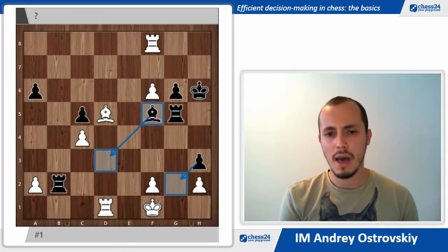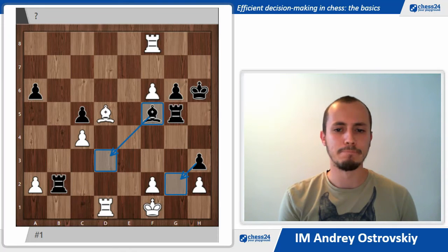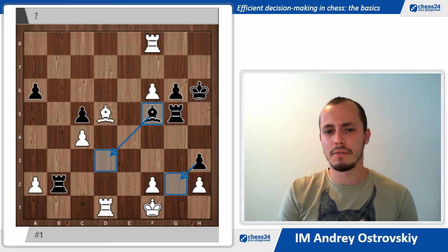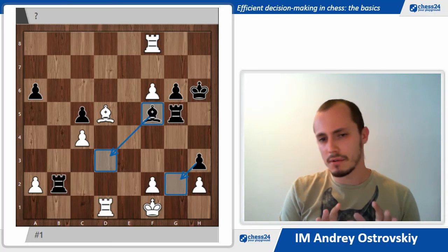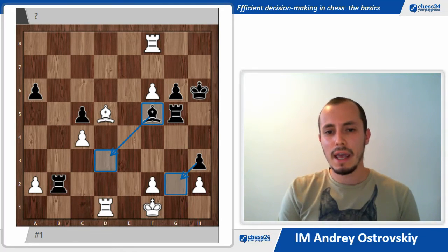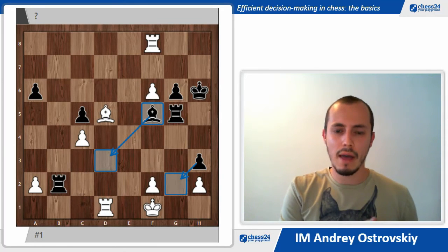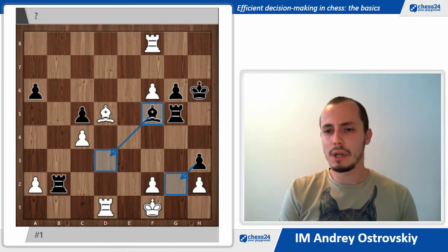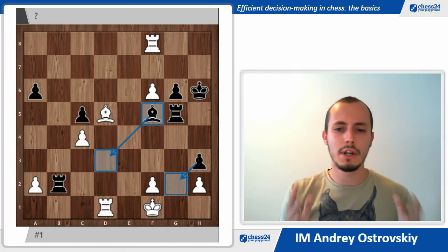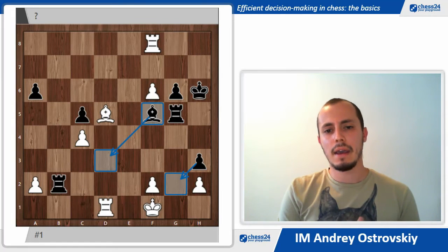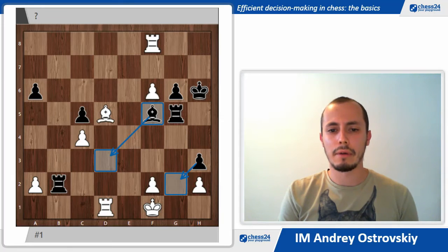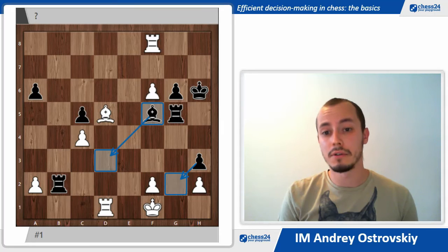Actually, you have to make an assumption that you have several moves here, several directions, several continuations, and then you have to calculate each of them and then compare. When you create a candidates list, it gives you a chance not to miss something. And here comes another problem: which moves to include in our candidates list and which not to include.